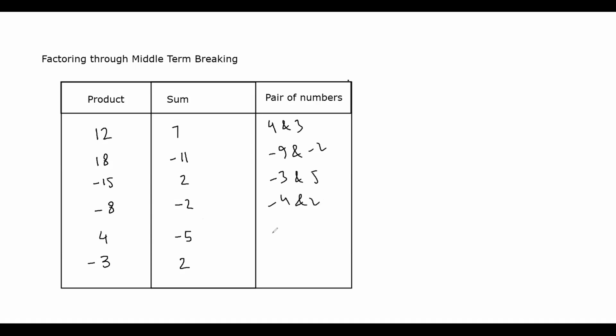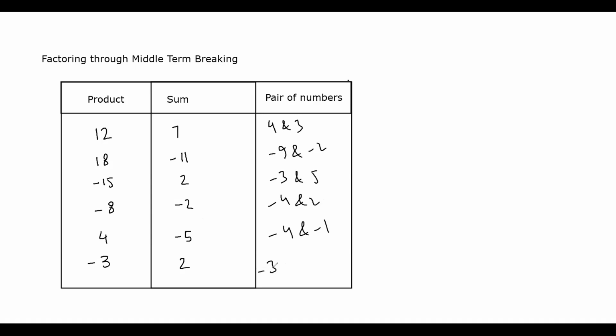Okay, Samiha, the product is 4 and the sum is minus 5. Sir, minus 4 multiplied by minus 1. Okay. And Ayan, the product is minus 3 and the sum is 2. Sir, minus 3 and 2.